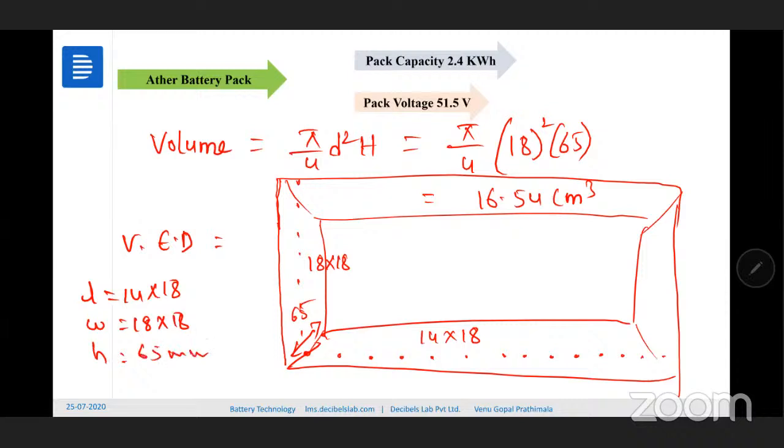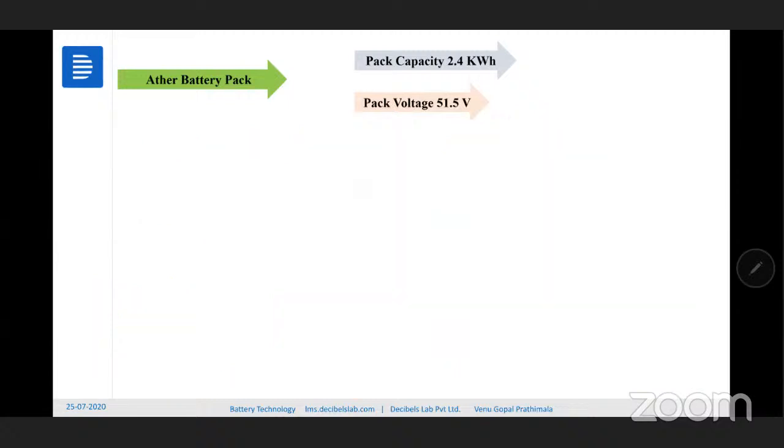Okay, so now volume is nothing but length times width times height. So now we'll get the volume of the whole battery pack. Once we get the volume of the whole battery pack, we can divide the energy, 2.4 kilowatt hour, by the volume, which will give the volumetric energy density of the battery pack. Otherwise, if you divide for the cell, it will give the volumetric energy density of the cell. So we'll understand that here.